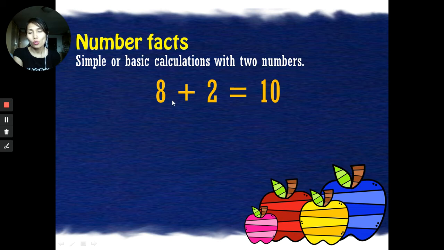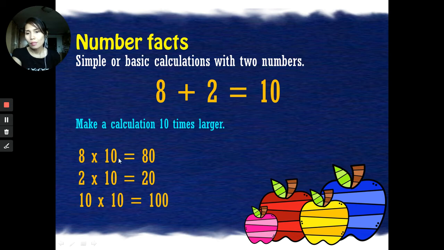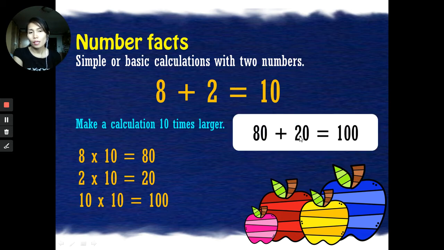Okay, so let's try here. 8 plus 2 equals 10, right? Let's make a calculation 10 times larger. That means we will multiply because 10 times larger. That means we will multiply 8 by 10, 2 times 10, and 10 times 10. So let's see, 8 times 10 equals 80, 2 times 10 equals 20, and 10 times 10 equals 100. So you see here, 80 plus 20 equals 100.